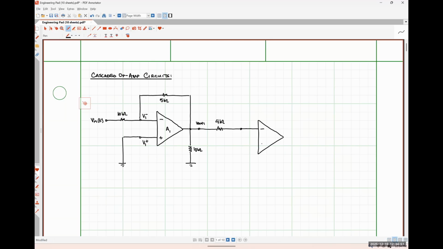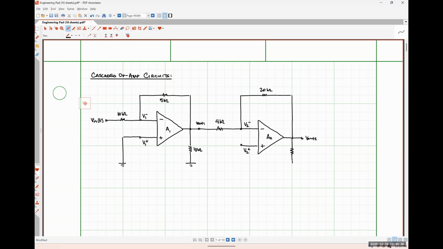So this is my second stage, A2, or second amplifier A2. So this would be my voltage V2 minus. Here's my voltage V2 plus. I'm going to draw my feedback network for this guy as well. So let's put a 20 kilo ohm resistor up here. This is going to be Vout2.